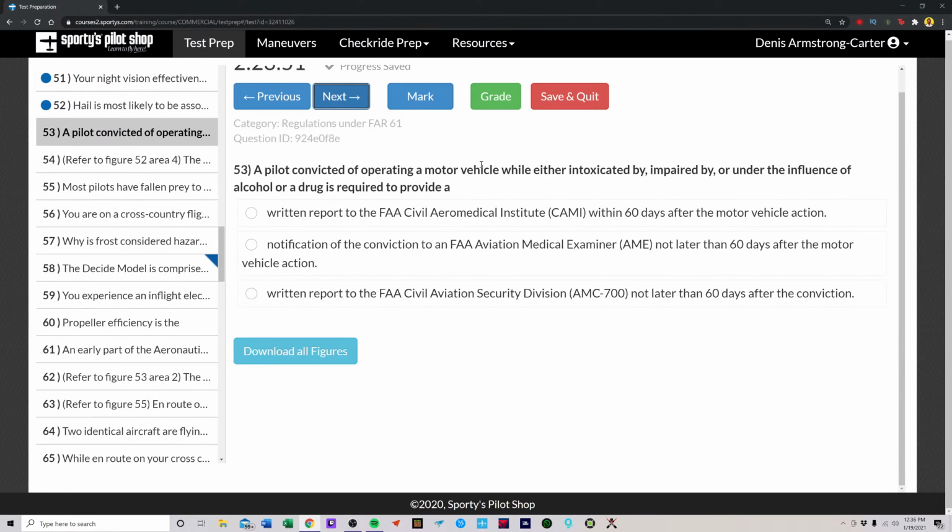A pilot convicted of operating a motor vehicle while intoxicated or impaired by alcohol or drugs is required to provide a notification. Written report, civil aid... The CAMI. Alright. Well, CAMI. Yeehaw. It's actually, I think it's the written report. I think it's this one. Yeah, no, I think it's this one.